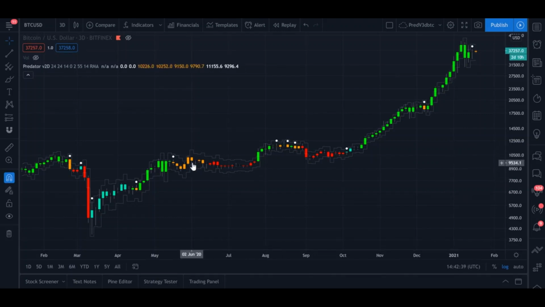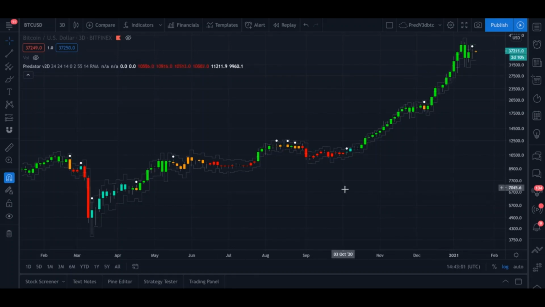The orange candles you can see on the chart, they tell us to either exit a previous long position or to take an initial short trade entry. And the red candles you can see on the chart tell us to fully allocate short. Which would have helped us, you can see here, during the COVID crash back in March.